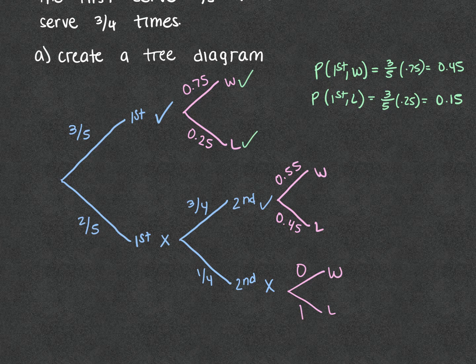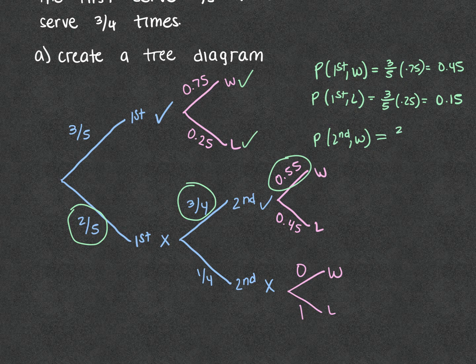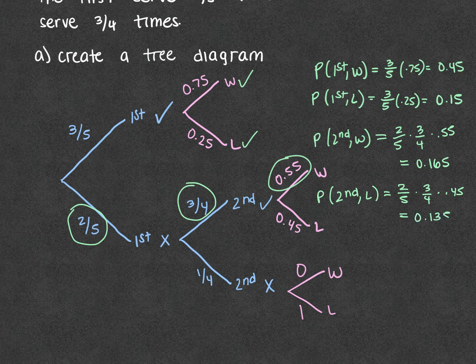Now we're on to she doesn't get her first serve. So the probability that she makes her second serve and wins would be she doesn't get her first, she makes the second and wins. Okay, so it's going to be 2/5 times 3/4 times 0.55. So that equals 0.165. The probability that she gets the second serve but then loses the point is 2/5 times 3/4 times 0.45, which is 0.135.